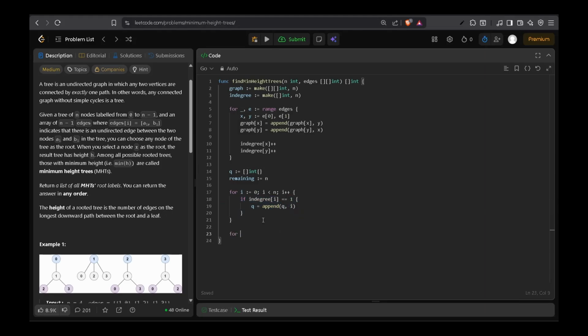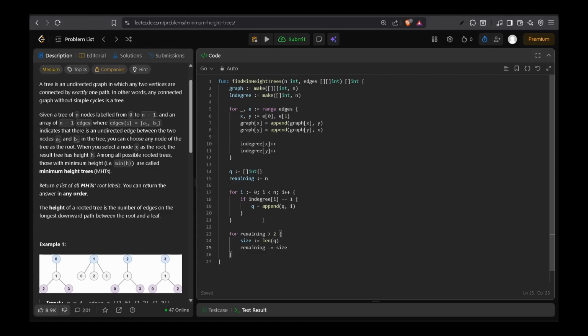So then for remaining greater than 2, so this loop will run until we are left with only 2 or 1 nodes, right? That's what we want. As we discussed, the answer can have either 1 node or 2 nodes, right? So this loop will run until it has either 2 or 1 node, right? Then size equal to length of queue, remaining minus equal to size.